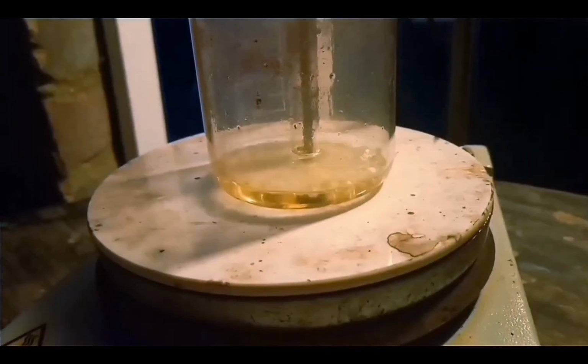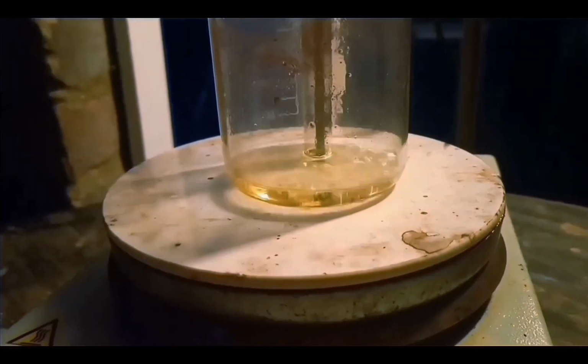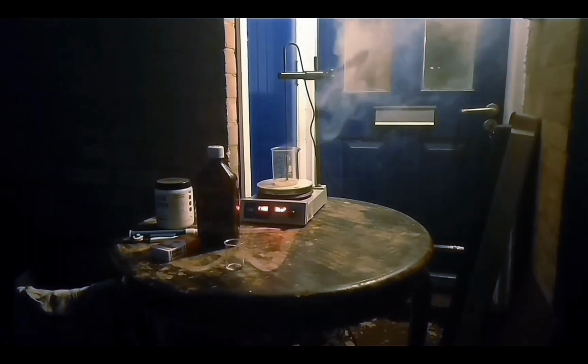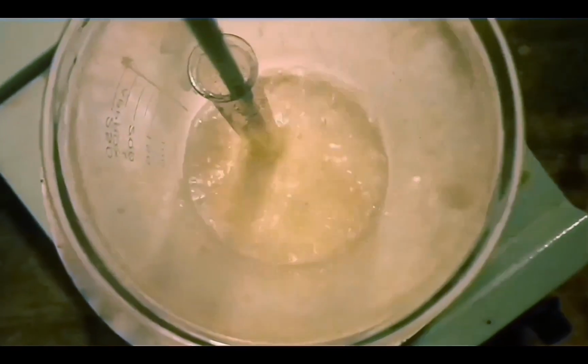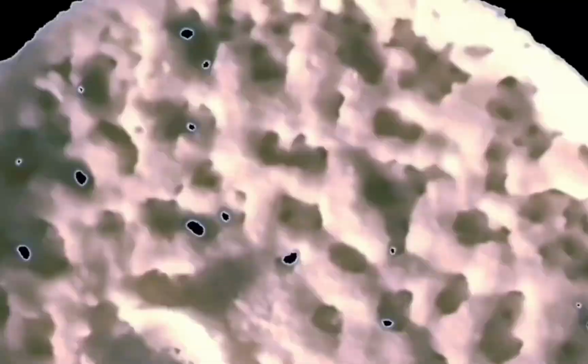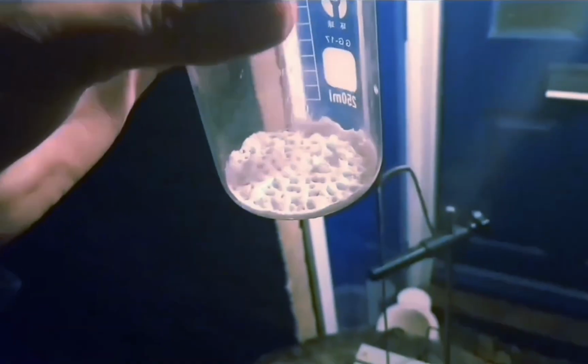This is done by heating and evaporating, adding water, evaporating again, until you completely evaporate and you are left with a white solid. This is your crude selenium dioxide. This is further purified via sublimation.